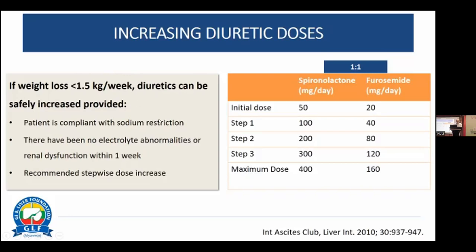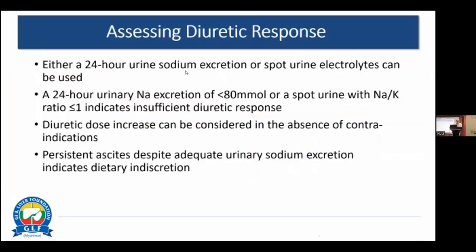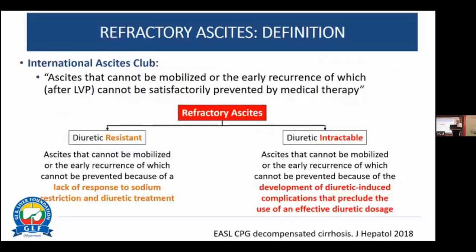With sodium restriction, check for electrolyte abnormality and renal dysfunction within 1 week. Monitor the response with the 24-hour urinary sodium excretion. In the absence of contraindications such as AKI or hepatic encephalopathy, use maximum doses: 400 spironolactone, 160 furosemide.